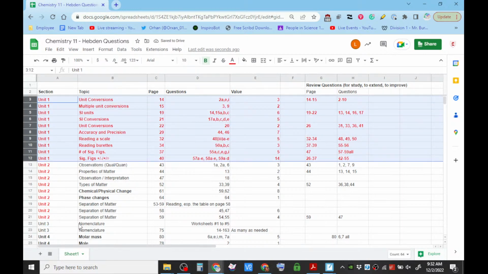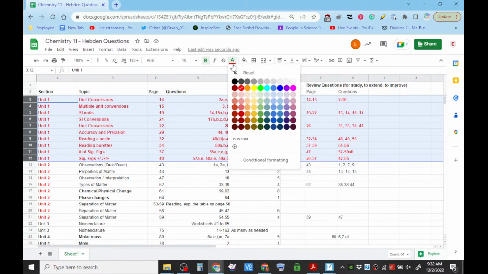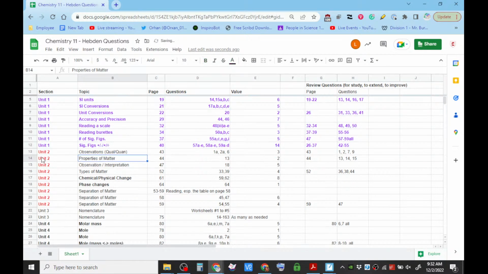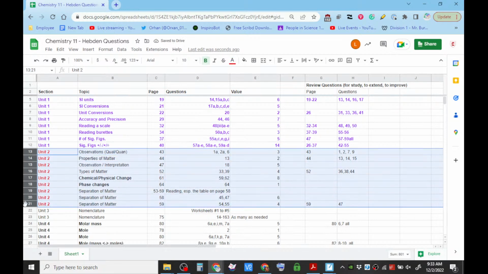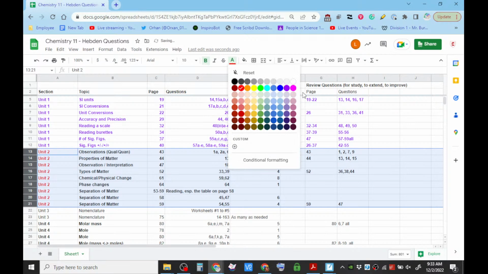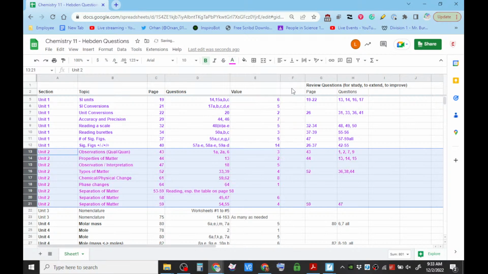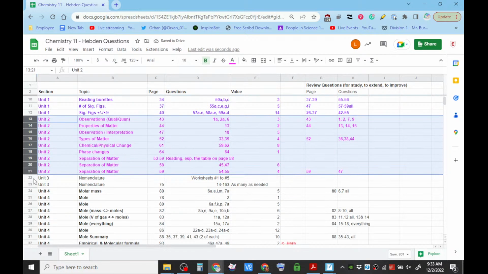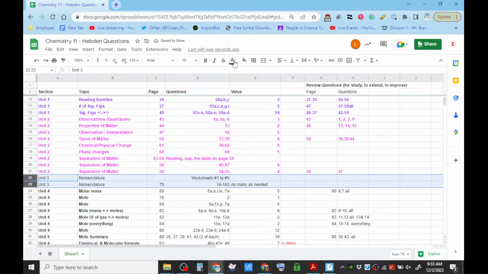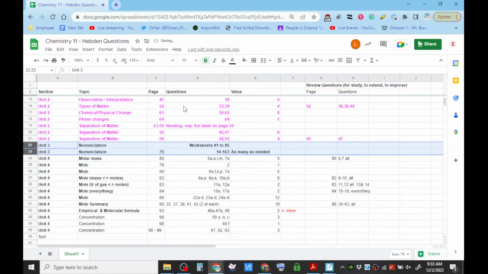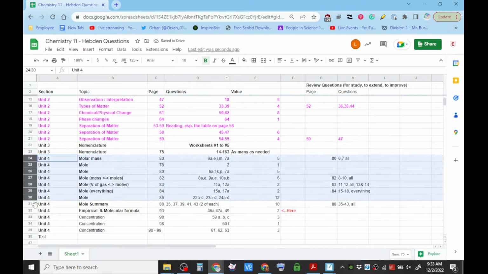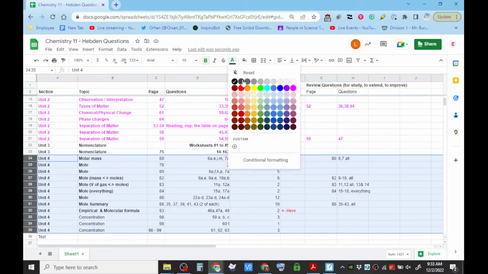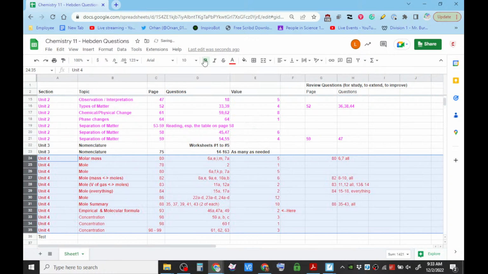What color should unit 1 be? I think a purple. Unit 2, make it hot pink. Unit 3, black. It's foundational. Unit 4, red because it's Christmas and that's actually on your test.